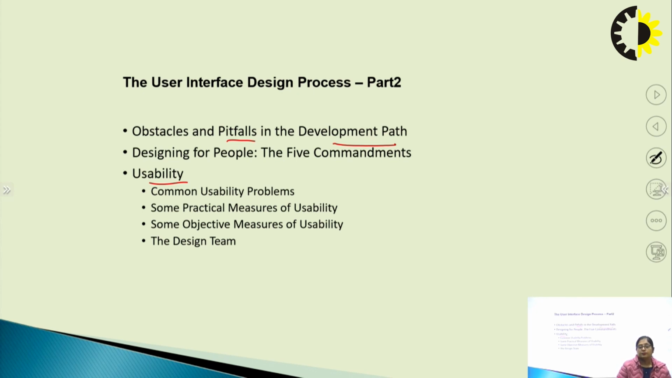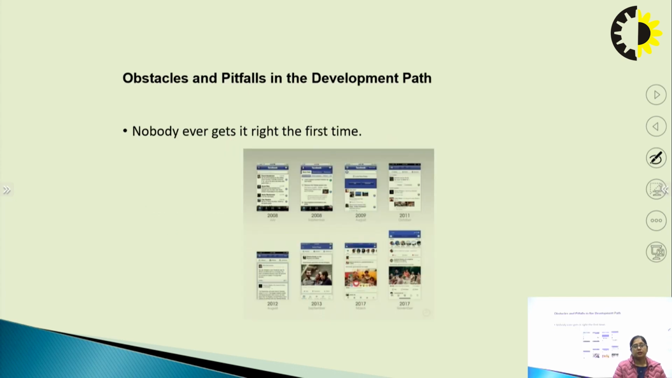Okay. So, what are the sub points here? Common usability problems. You have to remember what the common usability problems are, some practical measures of usability, some objective measures of usability, and the design team. So, let us discuss one by one the common usability problems, practical measures of usability, the objective measures of usability, and ultimately the design team.